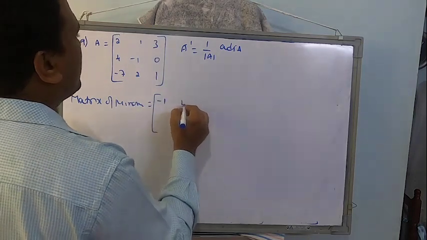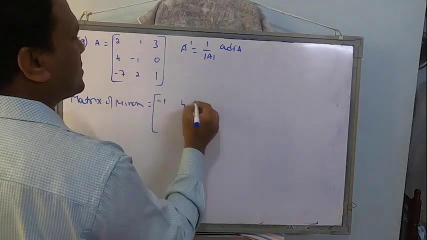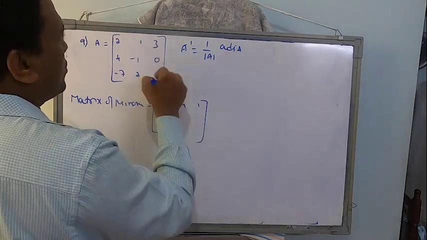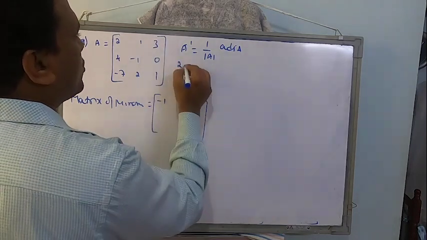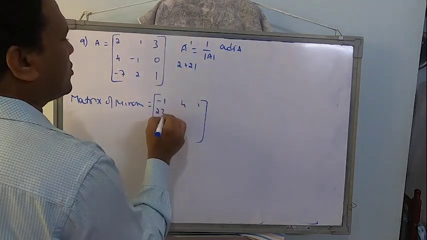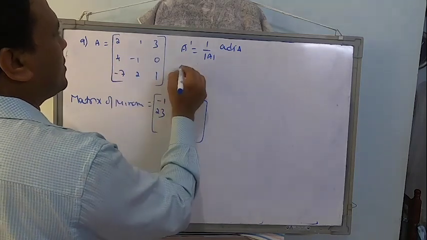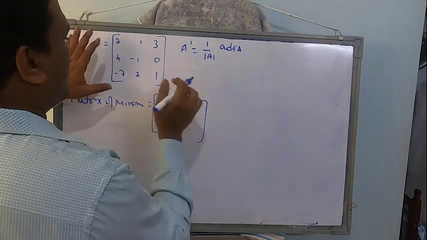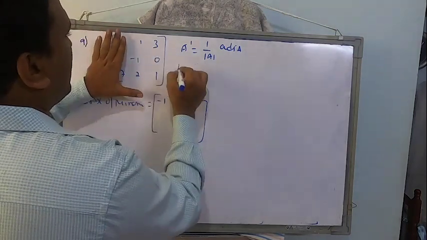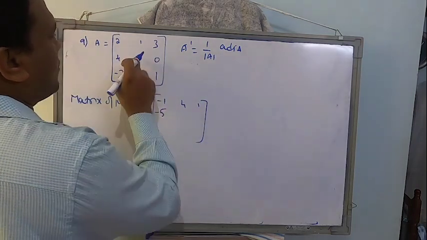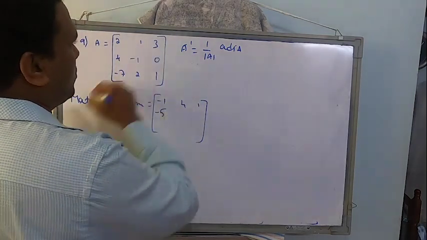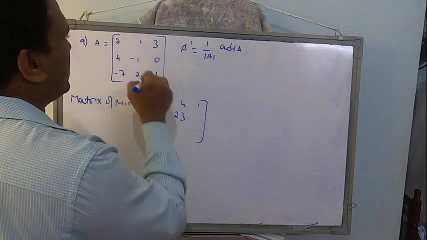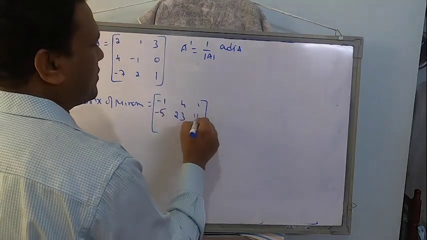So for 1 it's going to be 4, and for 3 it's going to be 8 minus 7, that's 1. Now for the second row, it's going to be 2 minus, so 2 plus 21, that's 23. And for 4, I should do it for the second row. So it should be 1 minus 6, so that's minus 5. And for minus 1, it should be 2 plus 21, that's 23. And for 0, it's 4 plus 7, which will be 11.